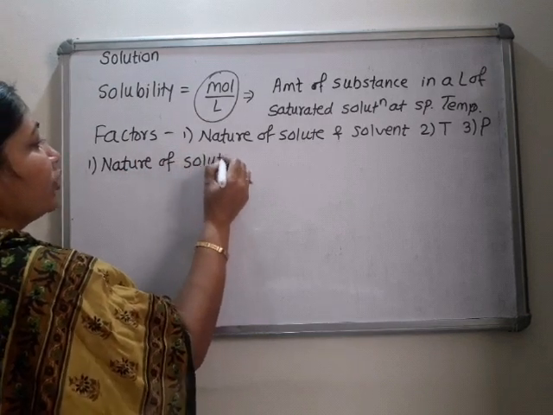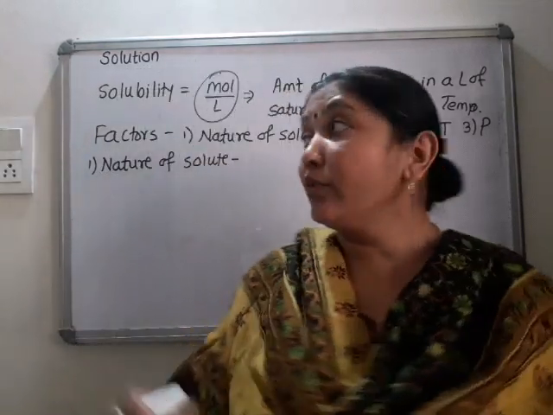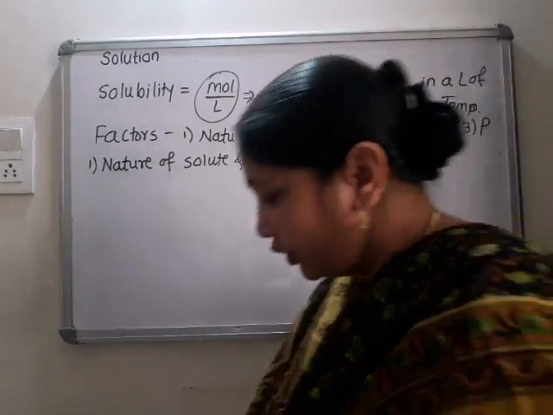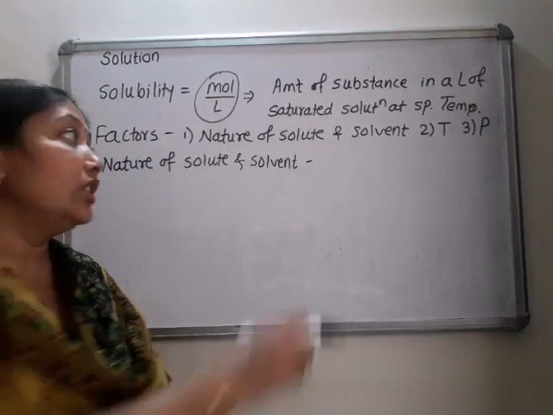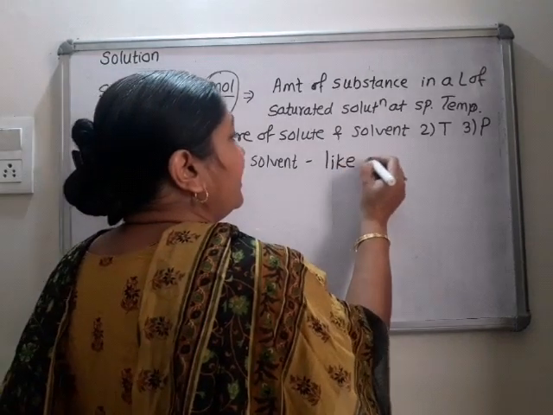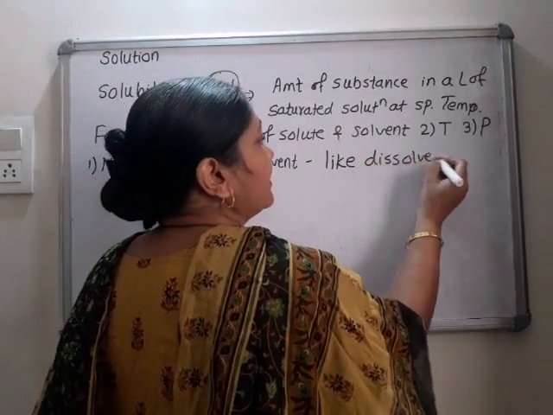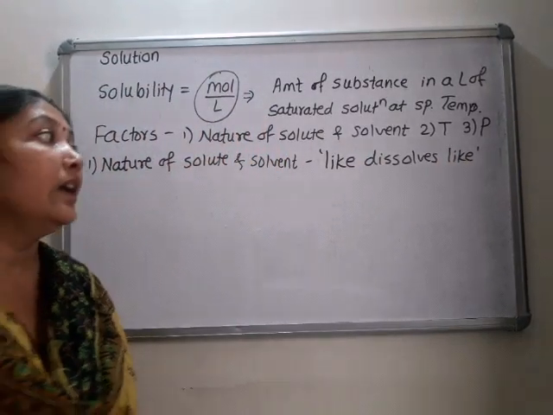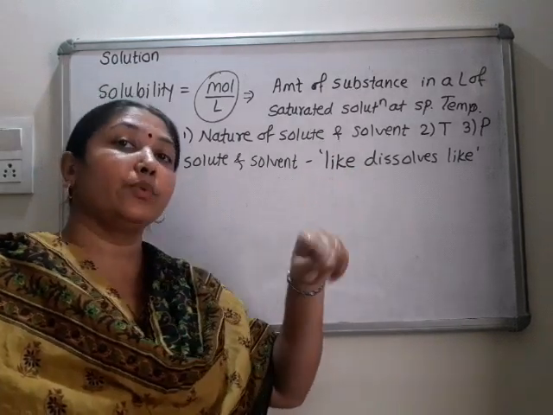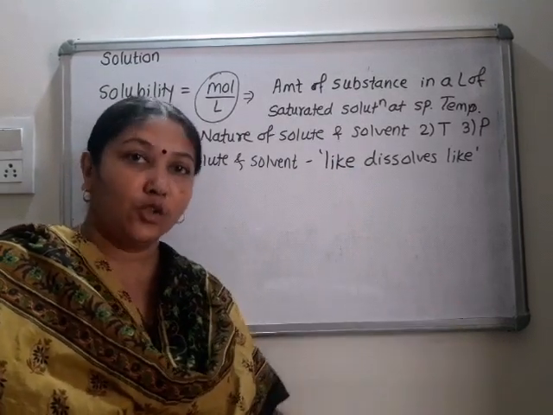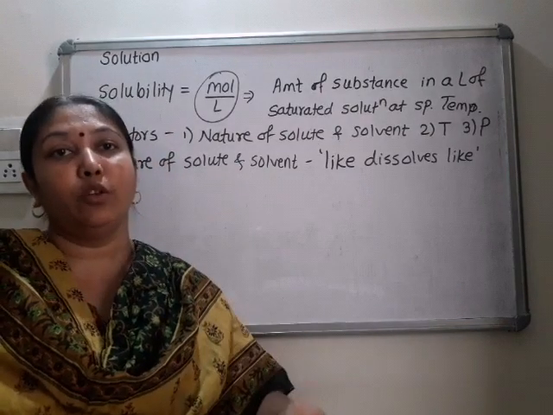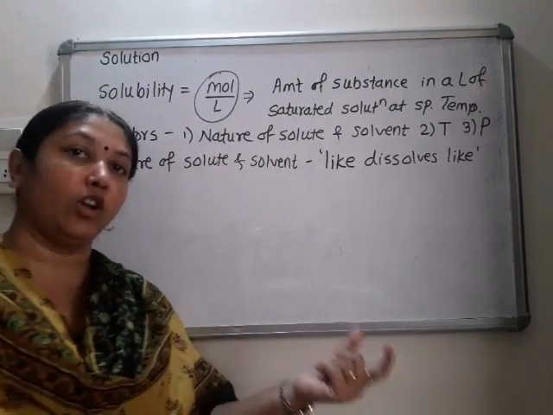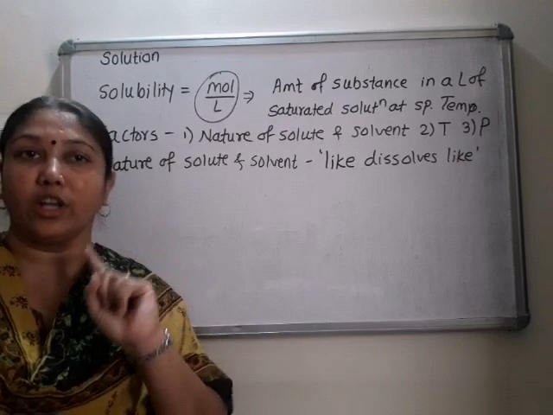See what happens with the nature of solute and solvent. For this, the rule is like dissolves like. What does it mean? It means that a polar substance is soluble in a polar solvent, and a non-polar substance is soluble in a non-polar solvent. In short, inorganic substances are soluble in water, and organic substances are soluble in organic solvents.